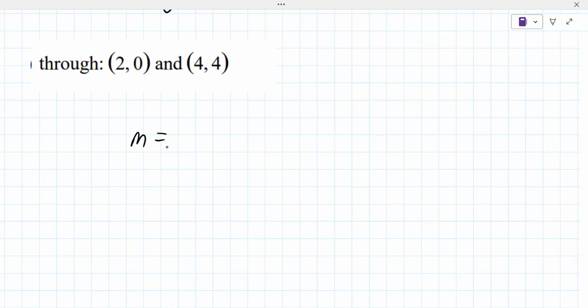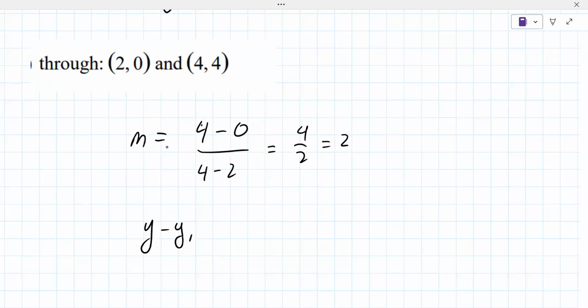It's 2. Okay, are you fairly comfortable with that? Yep. Okay. So let me just write it here. 4 minus 0 over 4 minus 2 is 4 over 2, which is 2. Very good. So now if we write y minus y1 equals m times (x minus x1), we know the slope is 2, but which point do you think we should use? The point (2, 0).